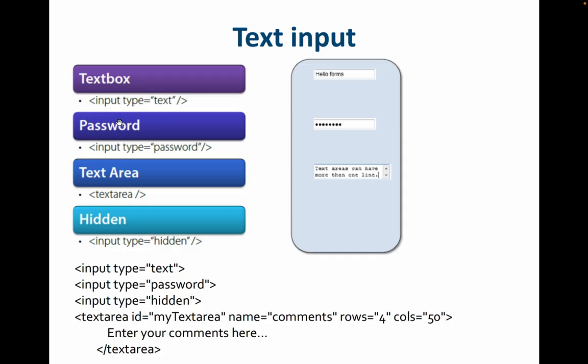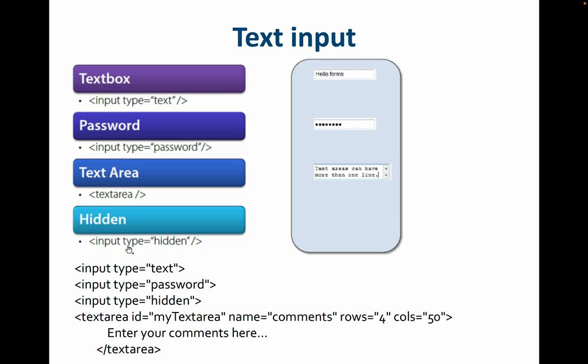Of course, the other one is the password. Especially when we log in, we type the password, but we don't want other people to see what we have typed. So whenever we type, it shows a masked output. And if you need multiple lines, not a single line as in the text box, then you can use the text area.